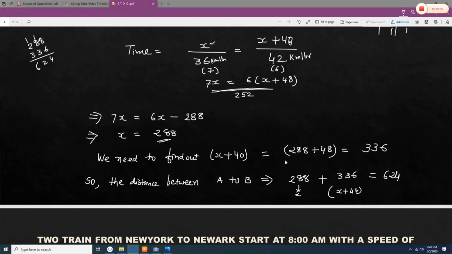So 7x is equal to 6x plus 288, so x is equal to 288. We need to find out x plus 48. So 288 plus 48 kilometers more, so 336. So what is the total distance travelled by both trains? The first train, which is x, is 288, and the other train B, which is faster, is covering 48 kilometers extra, so this is 336. So in total they travelled 624 kilometers.